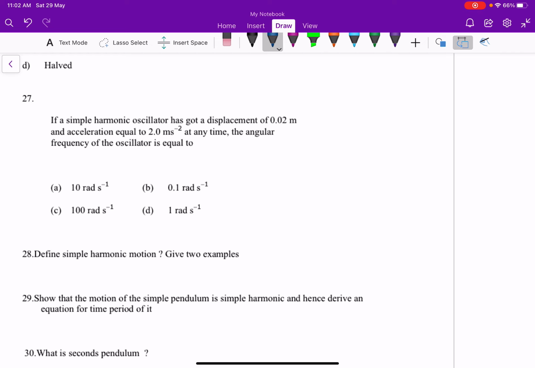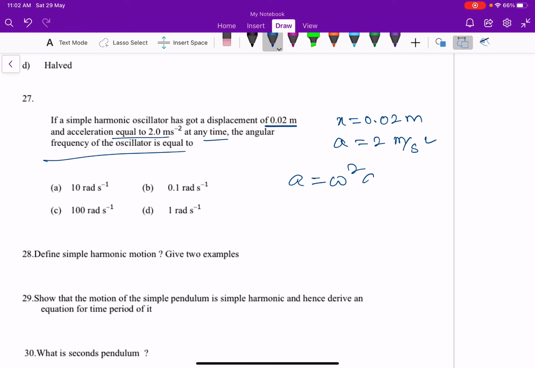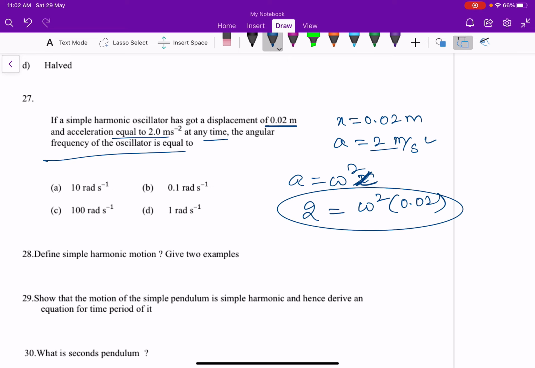If a simple harmonic oscillator has a displacement of x equal to 0.02 meters and acceleration a equal to 2 meter per second square at any time, what is the angular frequency? We know a is equal to omega square x. So substitute the values, omega square into 0.02 is equal to 2. By solving this, you will get the answer for omega.